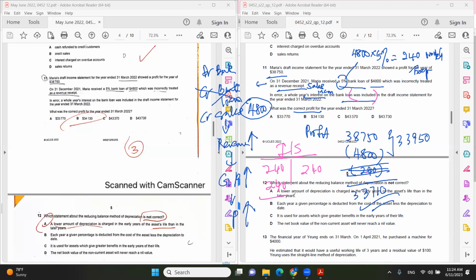Let me count. This total will be 480. So if I put in 480, so will come 38750 minus 4800, and then minus 480. I get 33470. Also don't have this amount. Where's the mistake? Let me count again.